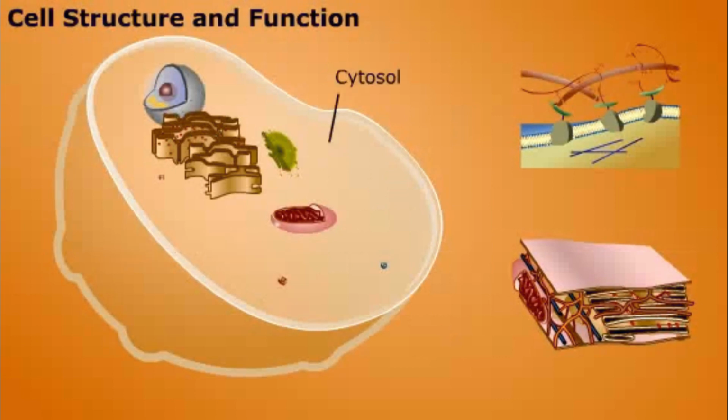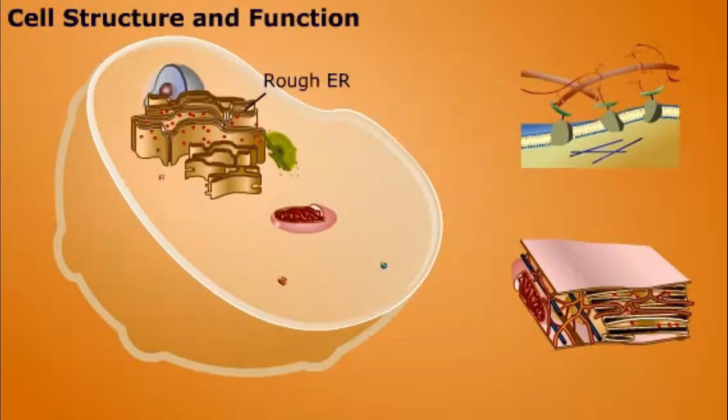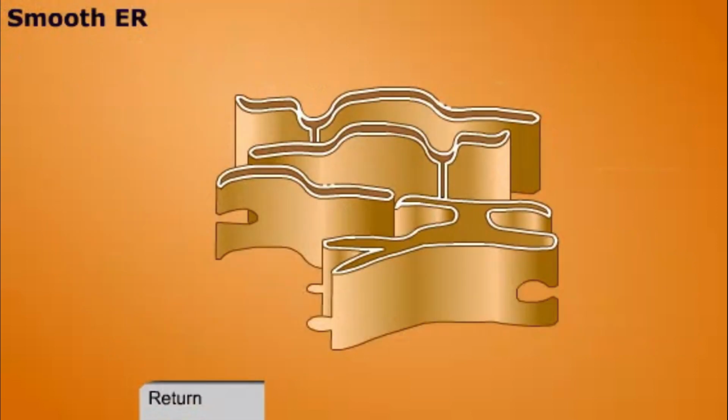Take some time to review what we've learned about cell structure and function. See if you can identify the structures and organelles. Quiz yourself, then roll your pointer over the structure to see its name. Click on an organelle or molecule to review its structure and function.